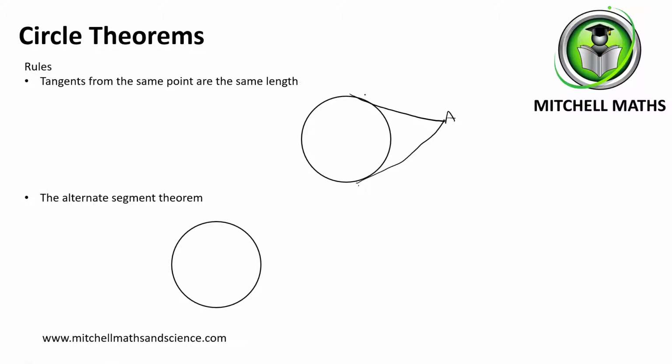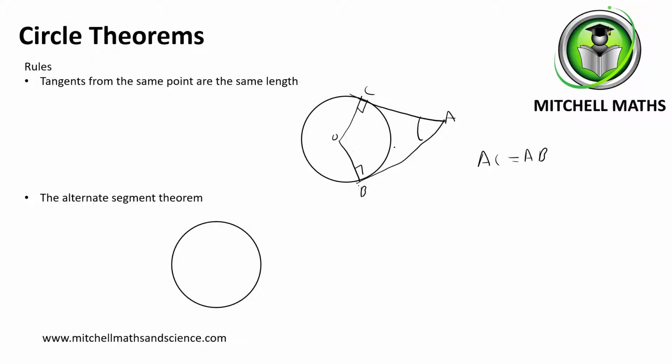So if this was A and this was C and this was B, we'd know that AC is equal to AB. Now quite often we'll see this shape here where the tangents meet the centre. Because that's a centre, these two points will form radiuses, and that forms a sort of quadrilateral type shape. If we know one of the other angles, like for example this angle here, we can work out this angle here.